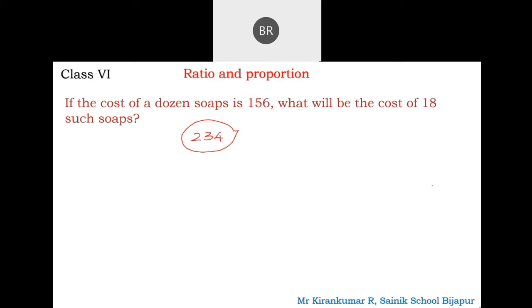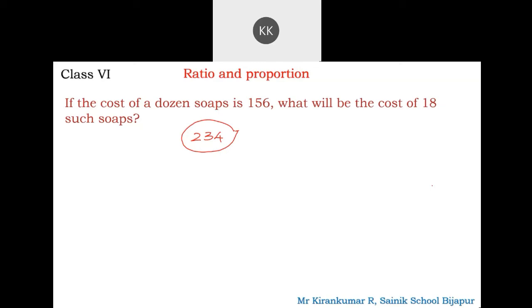Sir, cost of a dozen means 12 soaps is equal to 156, and for one soap it will become 13 rupees. And 13 into 18 is 234. Very good. Is there any other shortcut method for this?